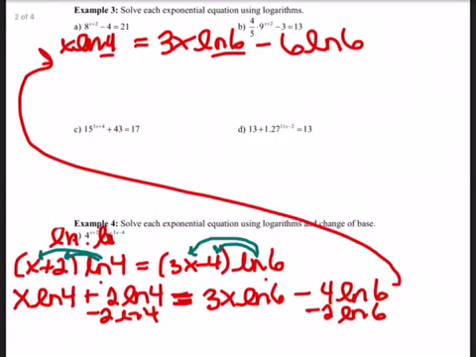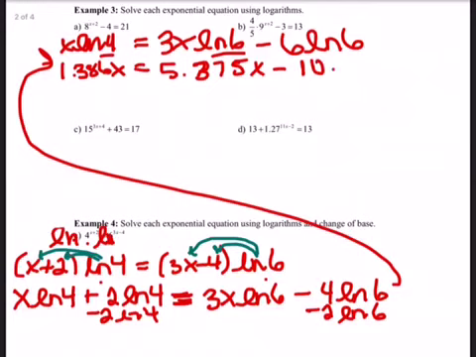So I'm going to say natural log of 4 is approximately 1.386x. And then I've got natural log of 6, but I have to multiply it by 3 in this case. That's about 5.375x. And 6 natural log of 6 is approximately 10.751.